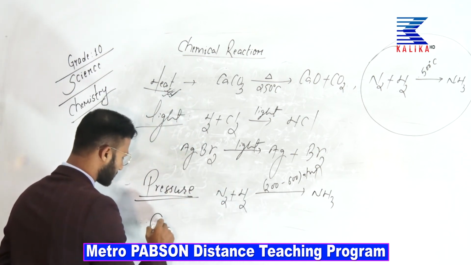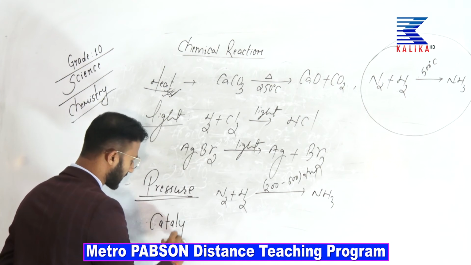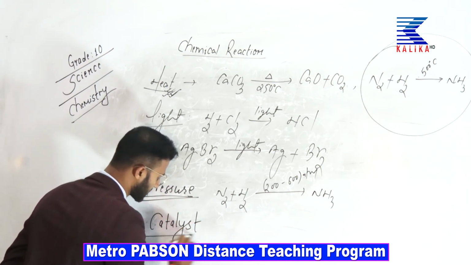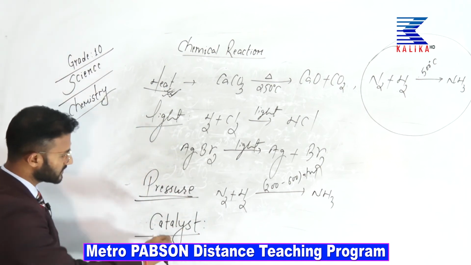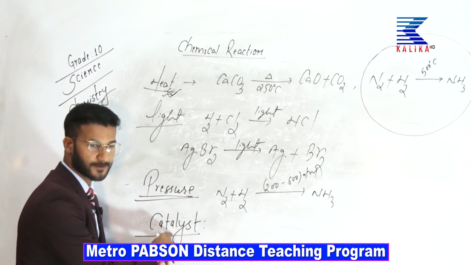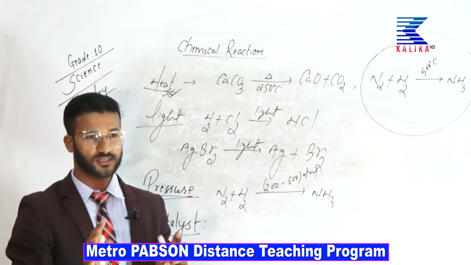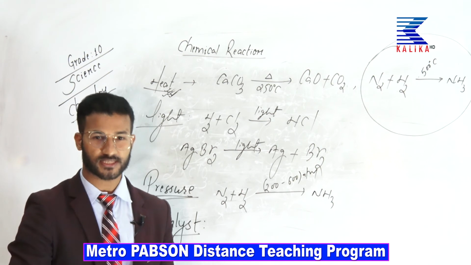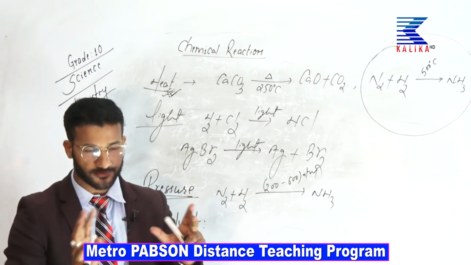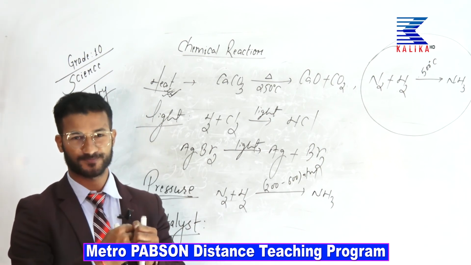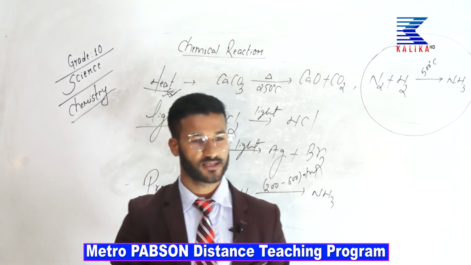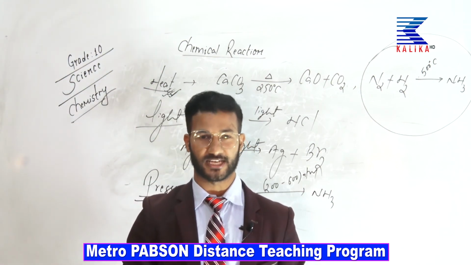Catalyst, the next factor that affects chemical reactions. A catalyst means a chemical substance which does not take part in the chemical reaction but causes reactants to react faster. It accelerates the rate of formation of product molecules.